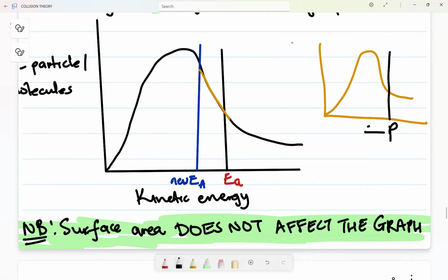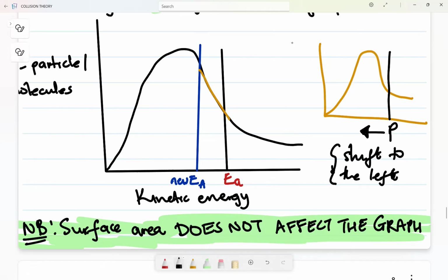Line P will shift to the left. Okay, yes, line P will shift to the left. Can you see? It was here. It shifted to the left. This is what the catalyst does. Shift to the left, okay?